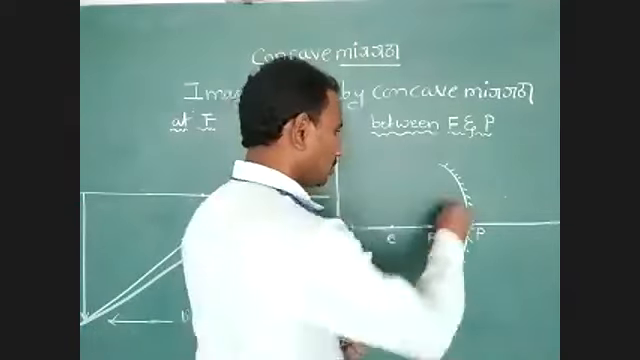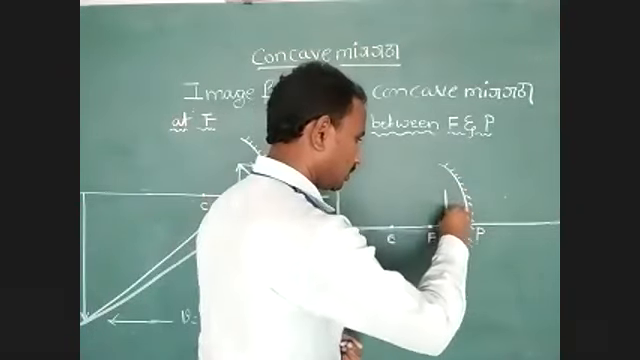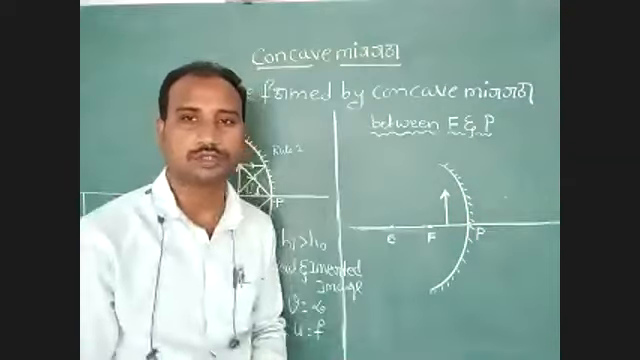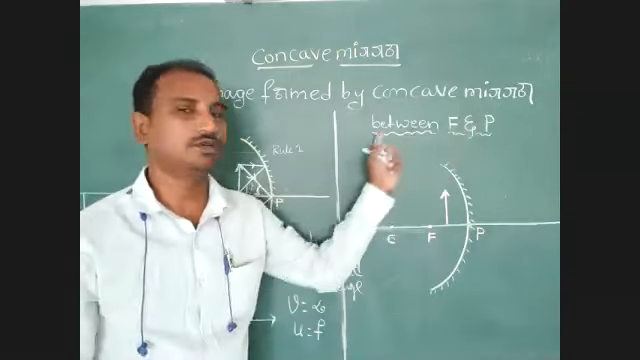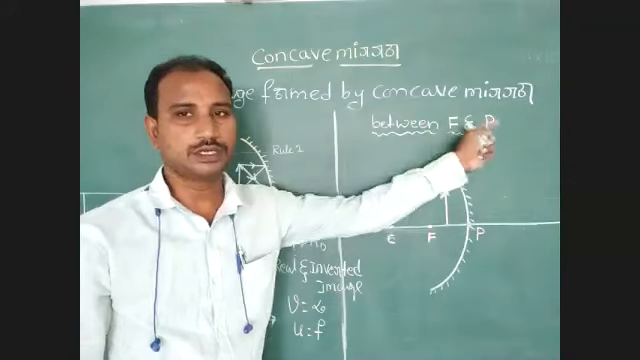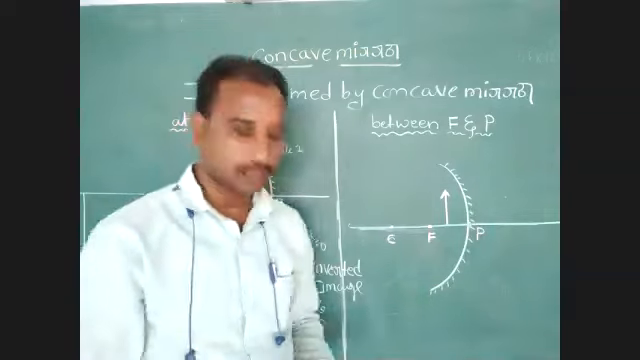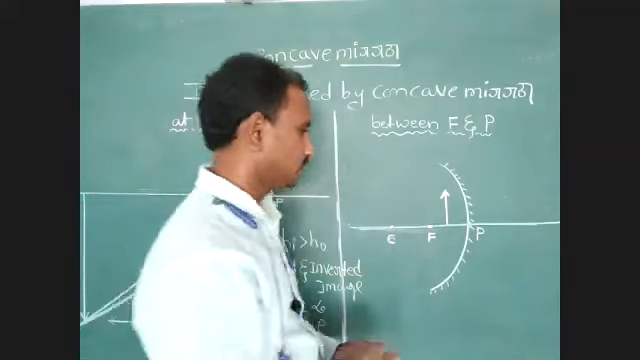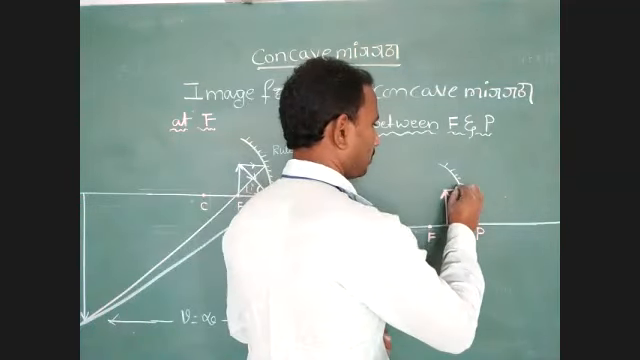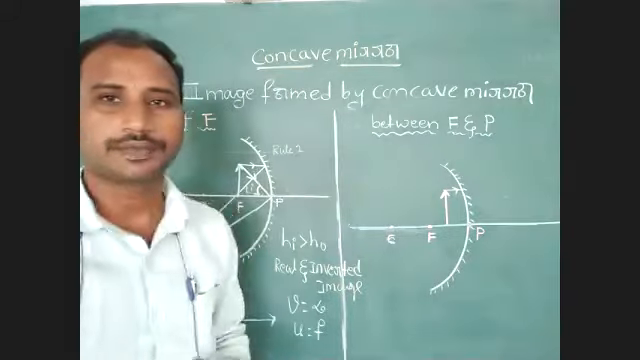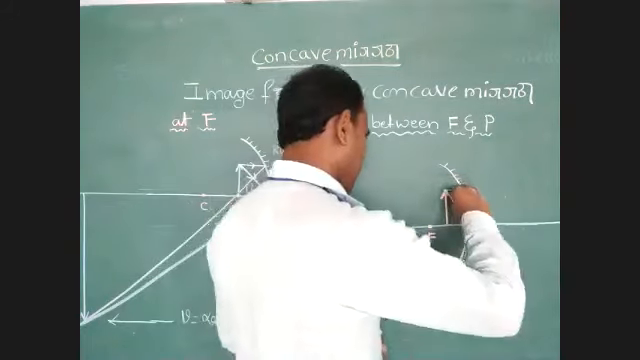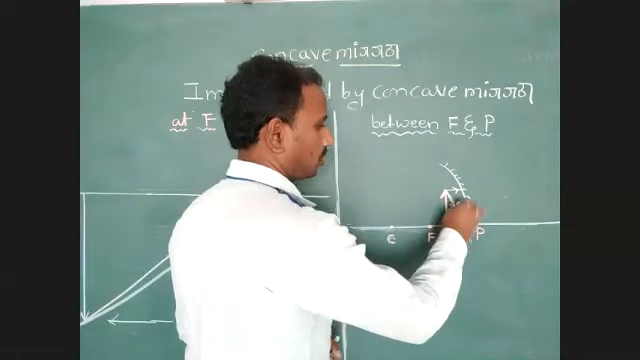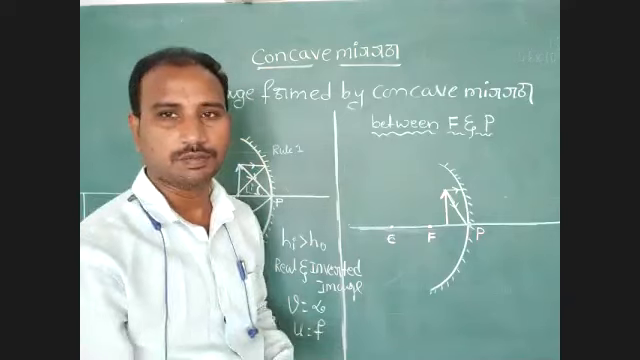Now identify the position of the object between principal focus and the pole. Understood? Now, how many incident light rays are required for us? Two incident light rays. Now draw the two incident light rays. One light ray parallel to the principal axis. Another light ray incident at a point on the pole of the reflecting surface of the concave mirror.